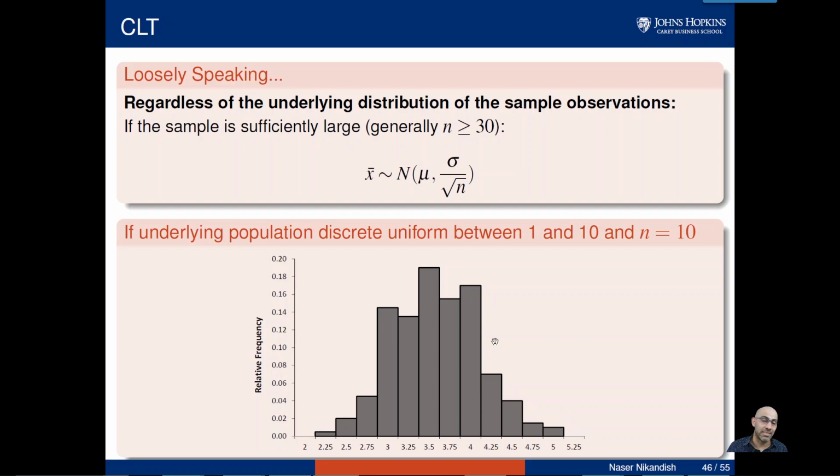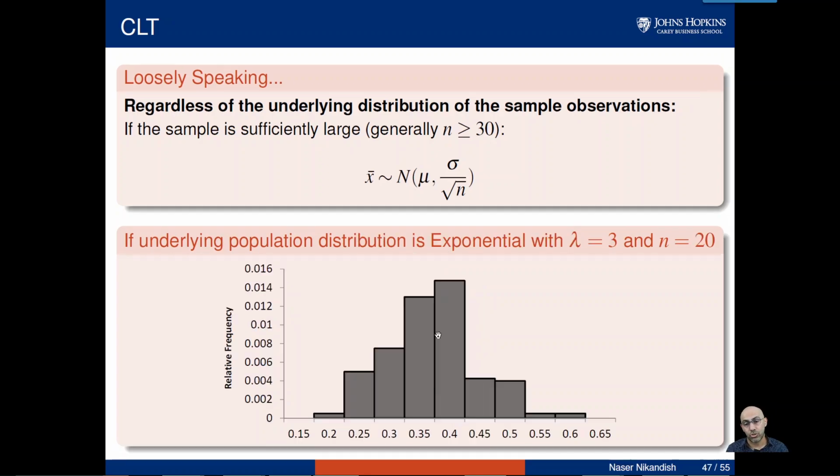And the interesting thing is that this is discrete uniform. So central limit theorem holds whether your underlying population is discrete or continuous, despite the fact that normal itself is a continuous distribution. Even when your underlying population is very different than normal. For example, if it's exponential with average of 3, and you take samples of size 20, this is distribution of, or histogram of, x bar.